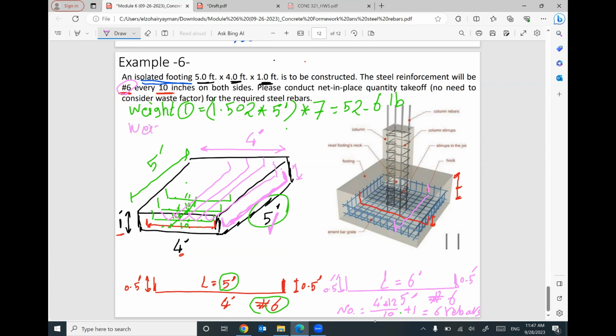So the weight number 2 equals the weight of 1 foot length times the total length of this rebar, 6 feet, times the number of times this rebar is repeated, 6 times. I can give you the total weight. I'm sorry, 54.1. So the total weight of steel reinforcement needed for 1 footing will be 52.6 plus 54.1, which equals 106.7 pound. So I need to order 106.7 pound of steel reinforcement number 6 to construct only 1 footing. If you have many footings, we need to multiply this number by how many footings of this size.